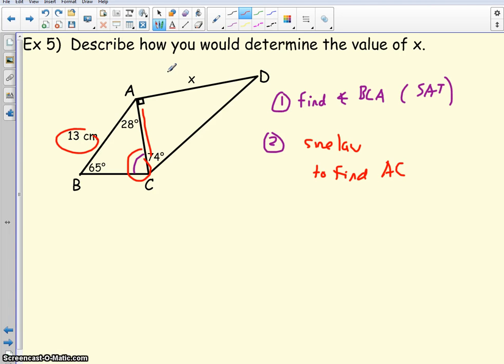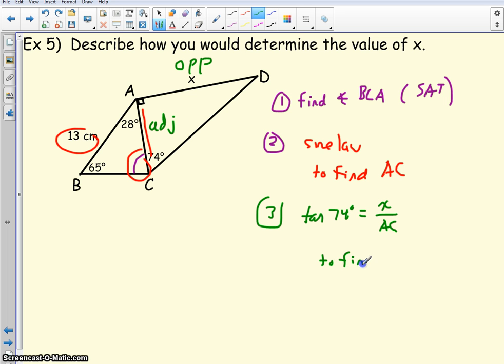What I can use now is what we learned before, SOHCAHTOA. If I use 74 degrees, x is my opposite side. I'm going to have this side right here, AC now, as my adjacent. So now I can use the tan ratio. So tan 74 degrees equals x over whatever I get for AC, to find x. Again, feel free to go through that math if you want to actually find the value, but I just want you to think through a multi-step problem here to see what you would do.